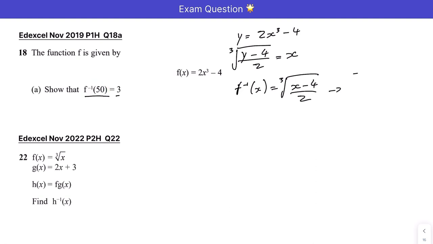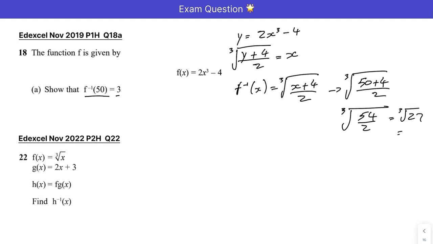So let's test that. So we have the cube root of 50 minus 4 over 2. Now we know 50 minus 4 will give us 46, divide that by 2, and you end up with 23. Oh, I made a mistake somewhere. So there we go. It's a plus 4. Right, that's a plus 4. I was going to say it wasn't making sense in my head. So that's 54. Now that makes sense because 54 divided by 2 is 27. So that becomes the cube root of 27, which is 3.